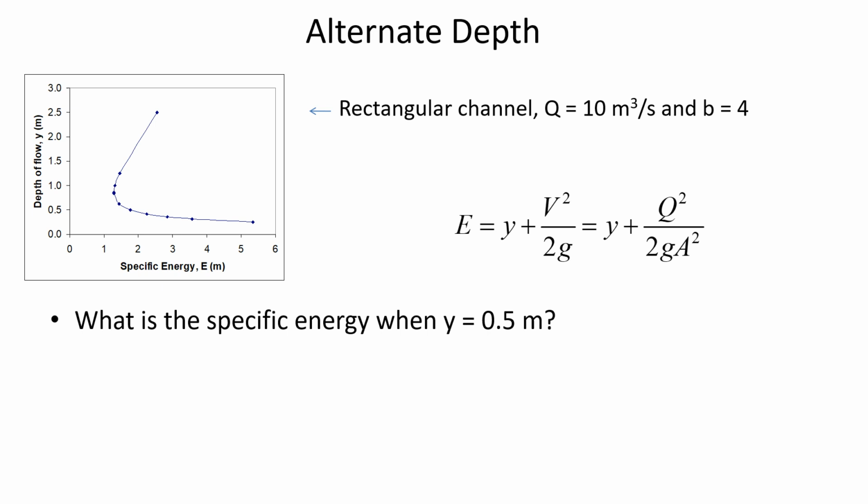Okay, so if you've got your calculator handy, will you calculate what is the specific energy for the depth of 0.5? So we've got 10 squared, times 9.81, 4.5.